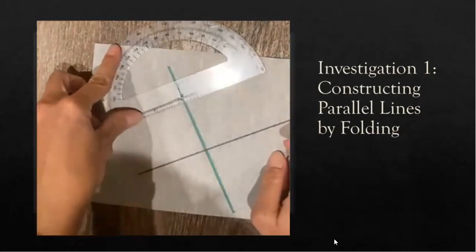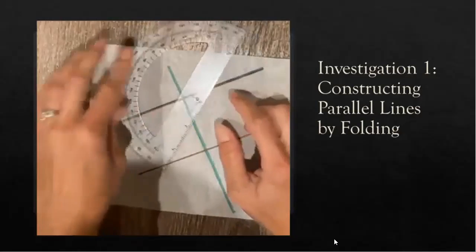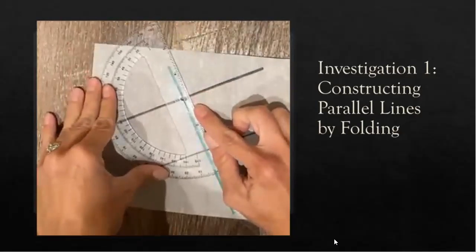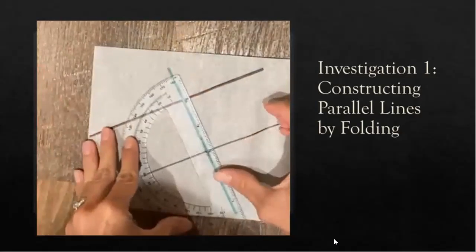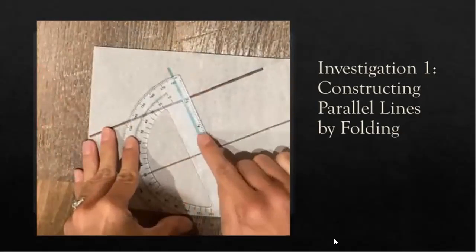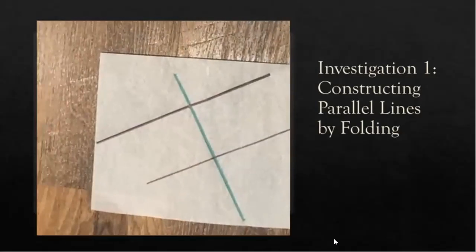So this top right angle is 90 degrees, and so is the top right angle in that one. Our top left one also measures 90 degrees, and our top left one in this intersection is 90 degrees. Because those are corresponding angles and they match up, they are congruent, then we know that these two lines are parallel.